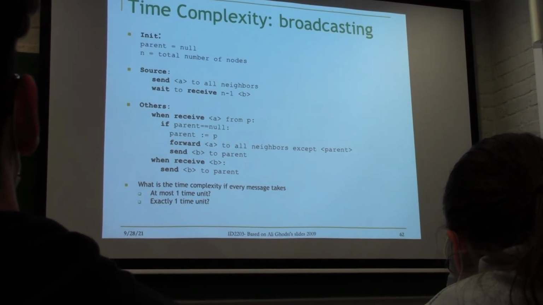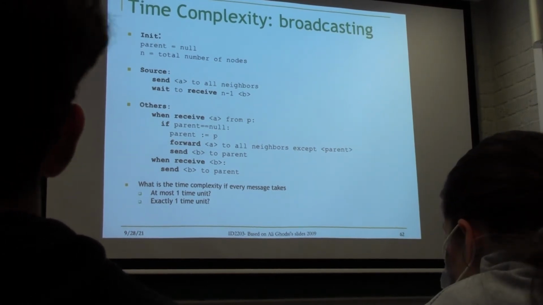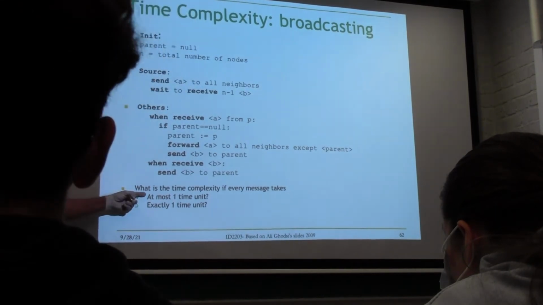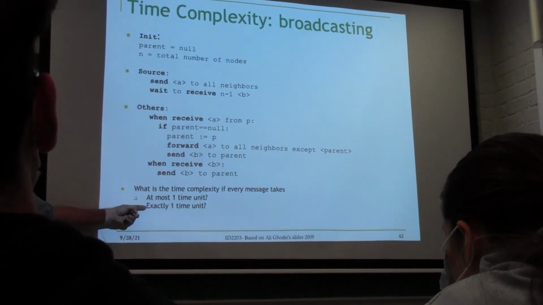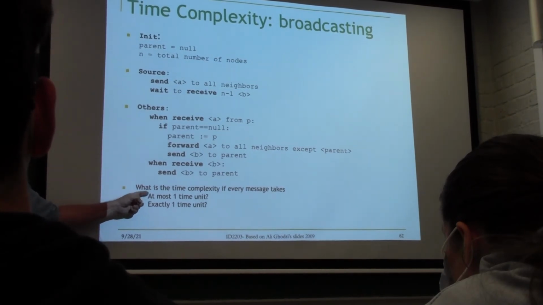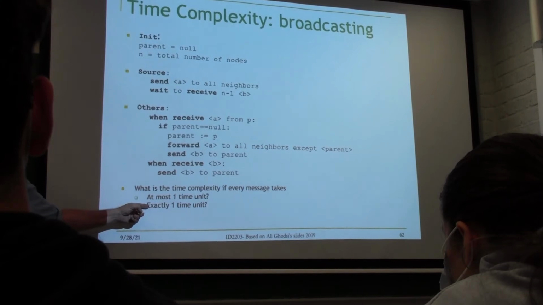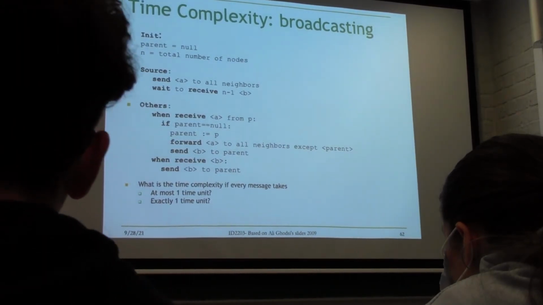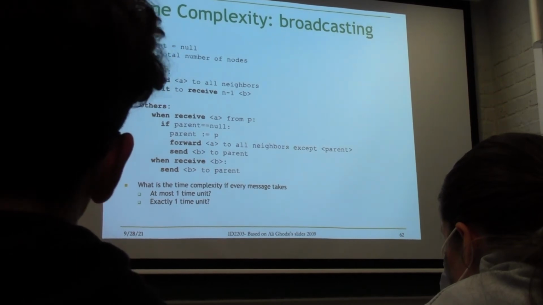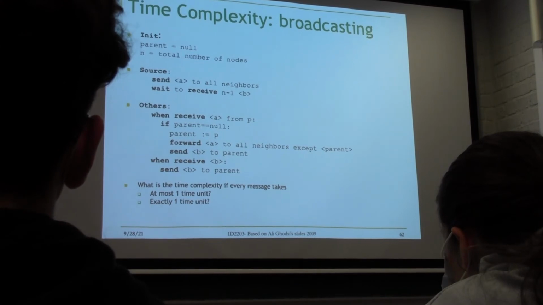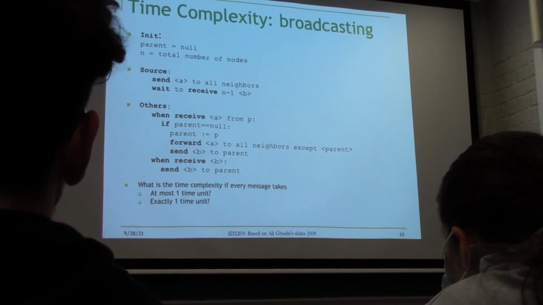It depends on the network, yeah? Show me some network where the at most time complexity is strictly greater than the exactly. It's funny, huh? You can actually build a network where the at most time complexity will be strictly greater than the exactly time complexity. So that's an exercise for you.